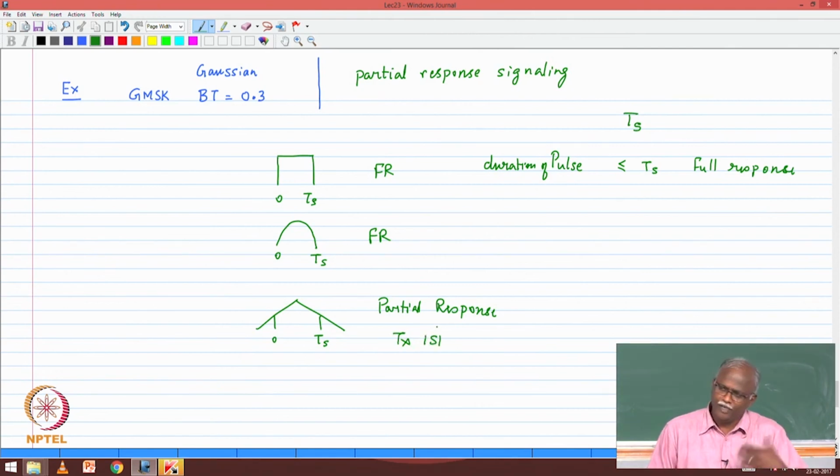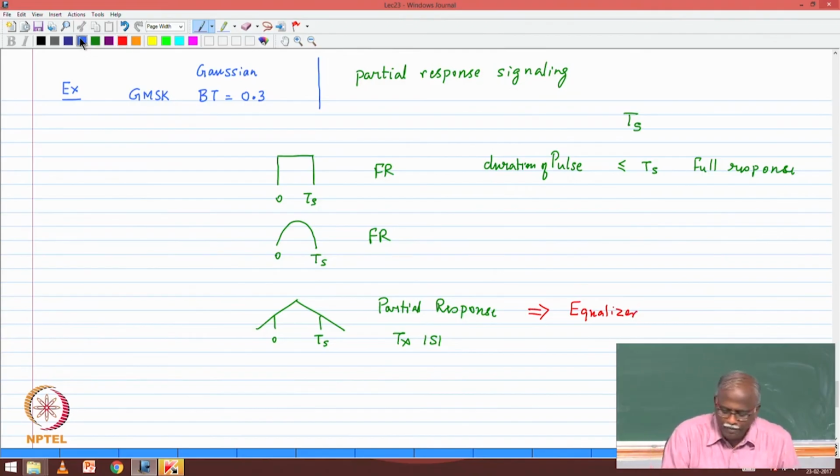Now what will happen if you have ISI in the channel? That ISI in the transmitter will get compounded by the ISI in the channel, and you will get a composite ISI which you will have to equalize. Even if you do not have ISI in the channel, you still need an equalizer. Okay, so this one requires an equalizer to get rid of the intersymbol interference that you have introduced through the partial response.